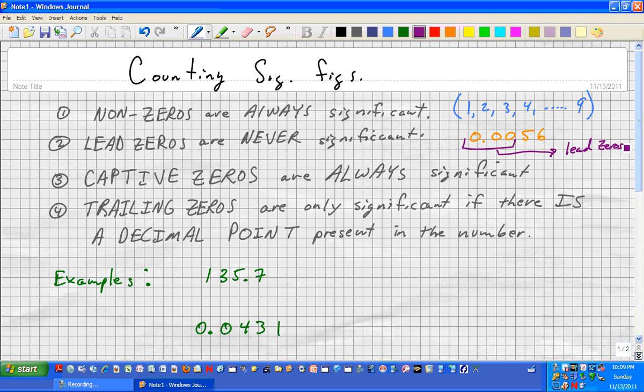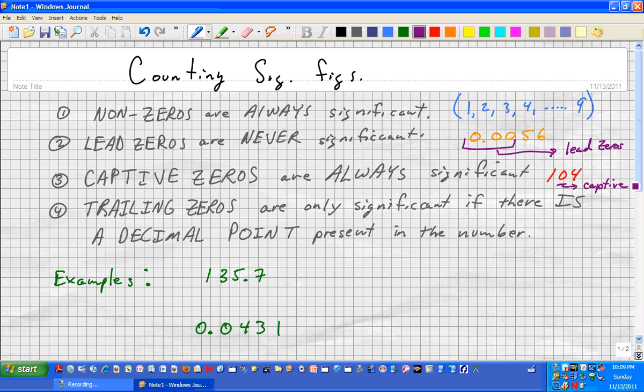Captive zeros, those would be zeros between non-zeros. So if I had something like 104, this zero is a captive zero. It's a captive zero. And you can have more than one captive zero in there. These guys are always significant. Lead zeros never significant. Non-zeros always significant.